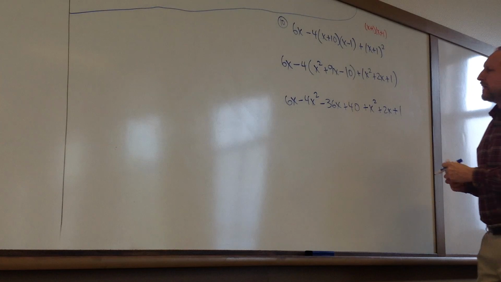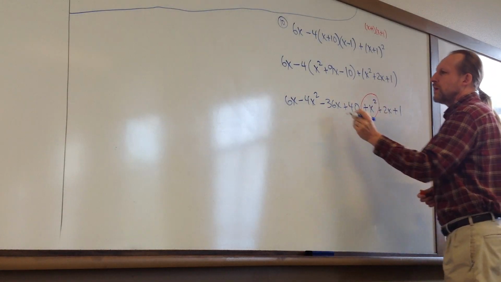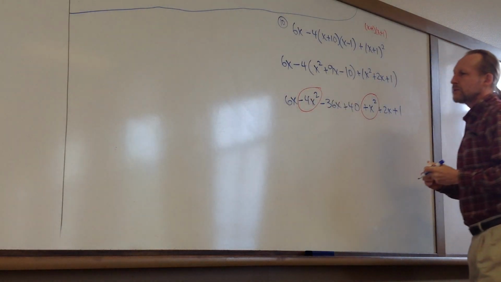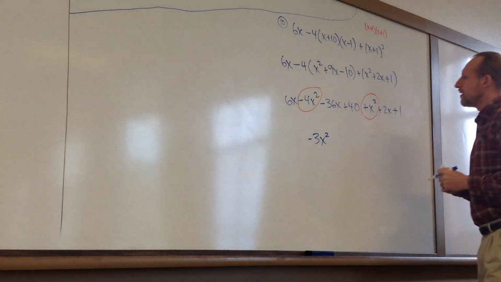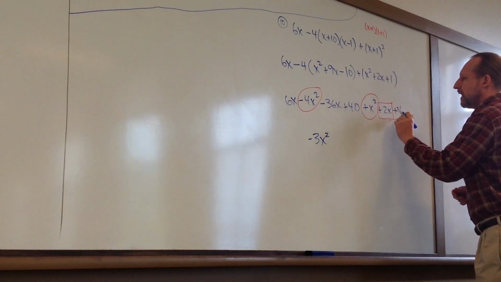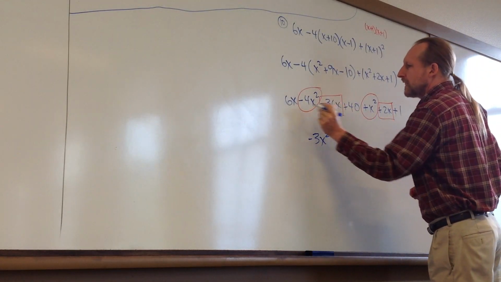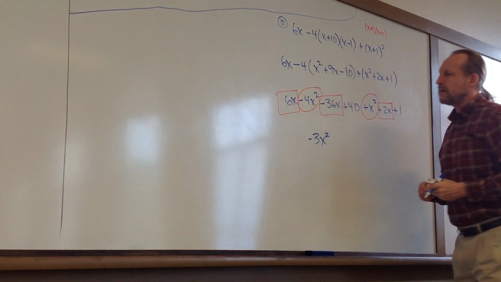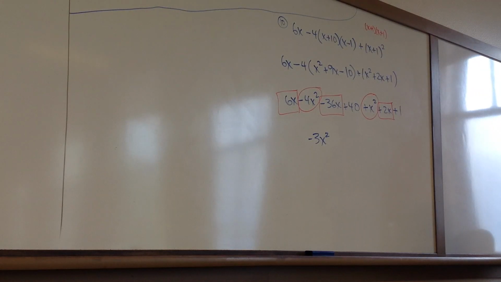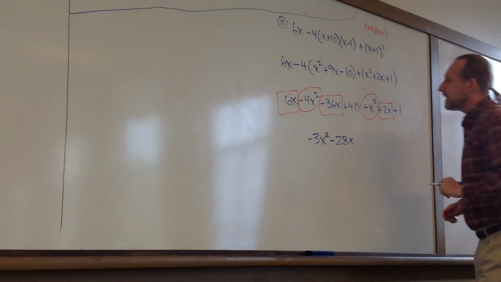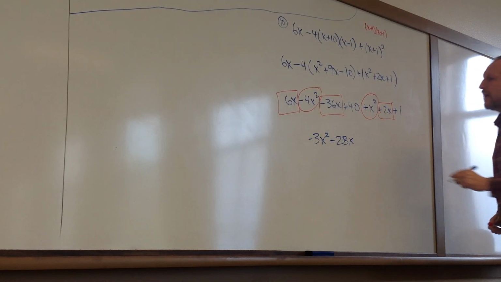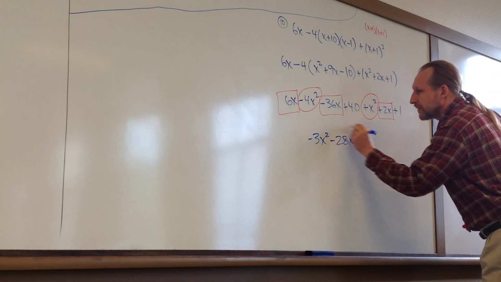So now we want to combine our like terms. We've got a 1x squared here, a minus 4x squared here, so that gives us minus 3x squared. Let's see, a positive 2x, negative 36x, and positive 6x, so that should leave us with negative 28x. And then the 40 and the 1 will make 41.